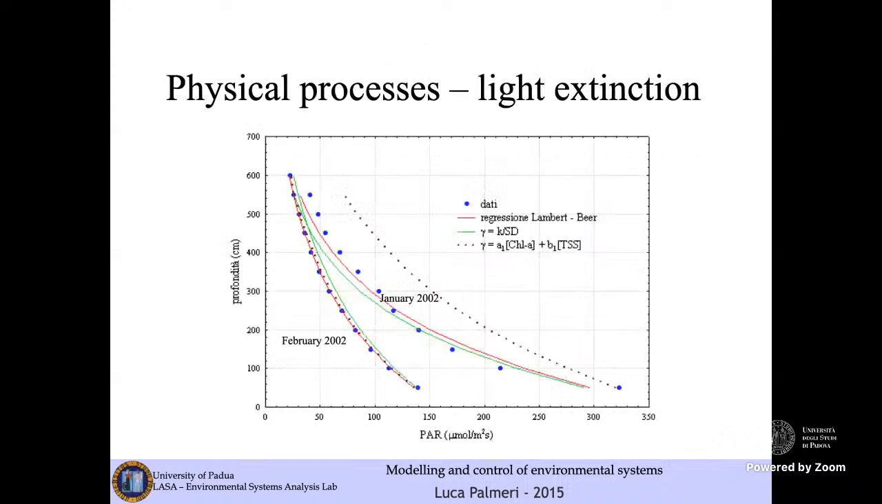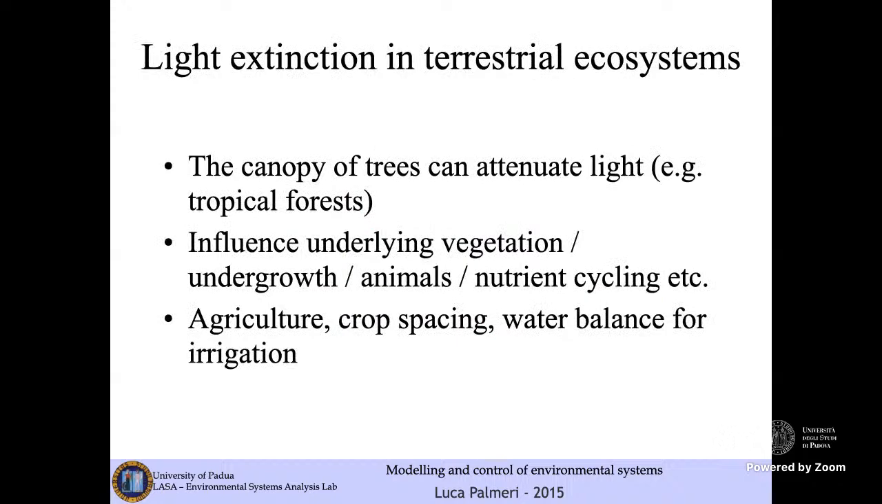This more or less is all we have to say concerning water ecosystems, but we would like to also be able to measure the effect of light extinction in terrestrial ecosystems. In this case, we must realize that the canopy of the trees can attenuate the light, a relevant effect in tropical forests. This effect may have strong influences on the underlying vegetation or undergrowth, or on the animals thriving on the land, and may of course have important influence over nutrient cycling effects.